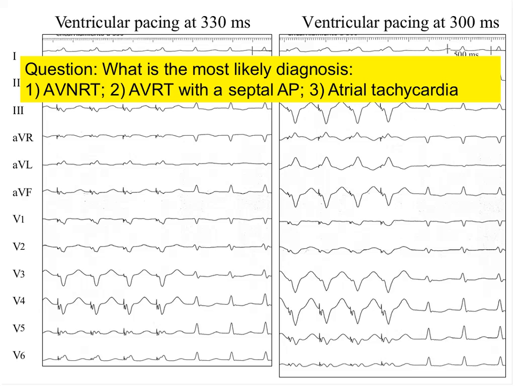So you are voting, and we can tell now the results. Okay, very, very good. 87% of you mentioned that this is a tachycardia that is related to a septal accessory pathway, because there is fusion in the surface QRS, and we can tell that there is fusion because the morphology is constant at each rate, but is different when we compare this 330 pacing cycle length with 300 milliseconds pacing cycle length. Okay, very good.